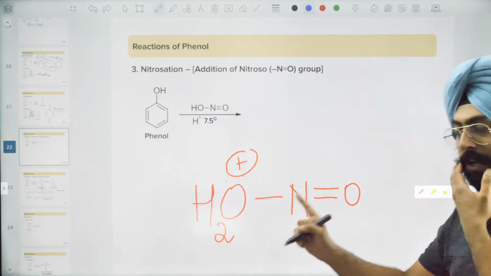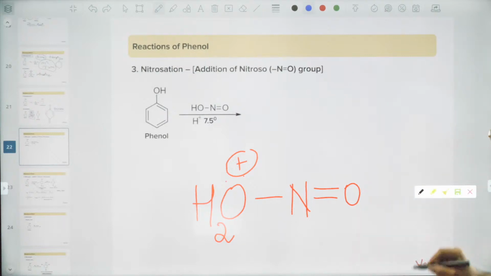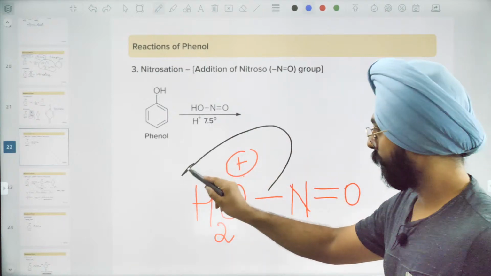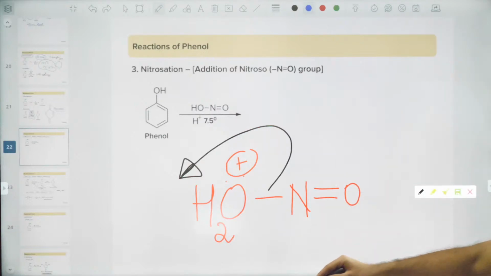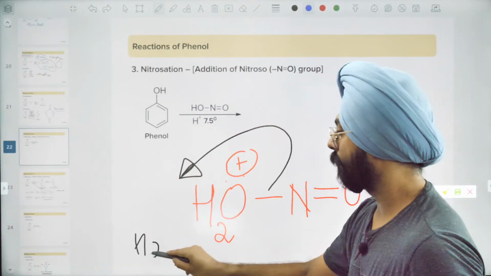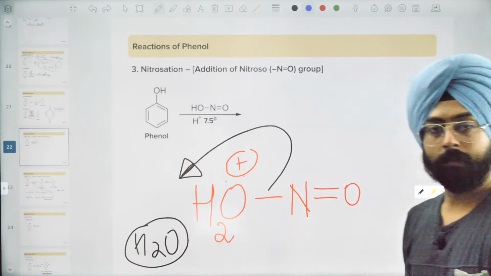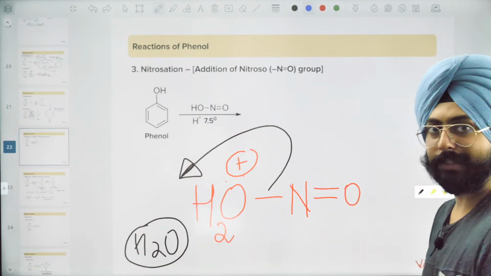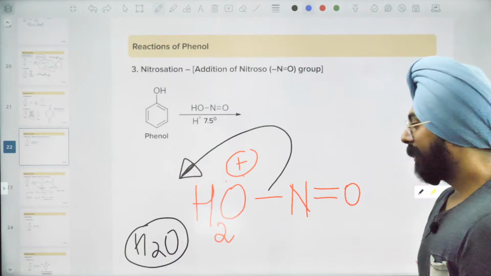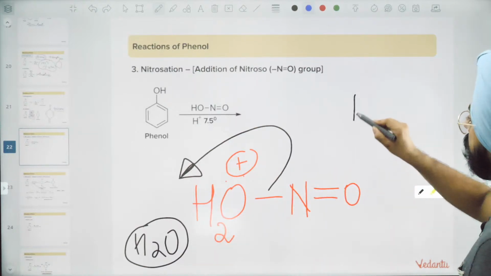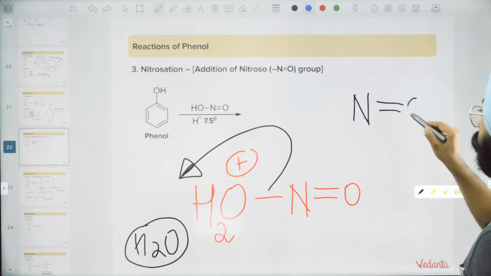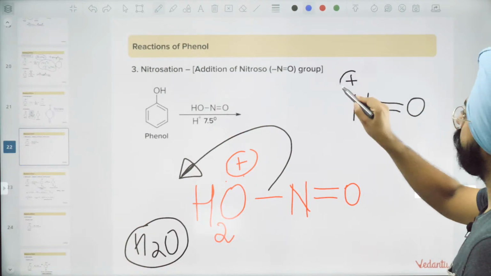This becomes a very good leaving group. Yes. Now, if this leaves away, then what will happen? You will get, of course, H2O. Let's just forget about it. पानी में तो हो ही रहा है reaction. H2O is anyway going to be there. Let's forget about H2O. On the other side, what you get is a very interesting species, N double bond O with a positive charge.